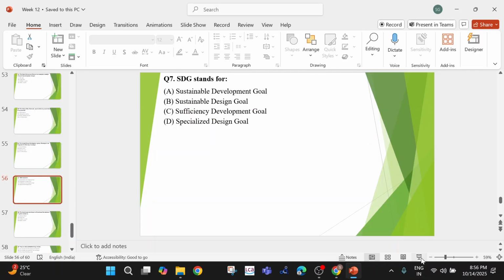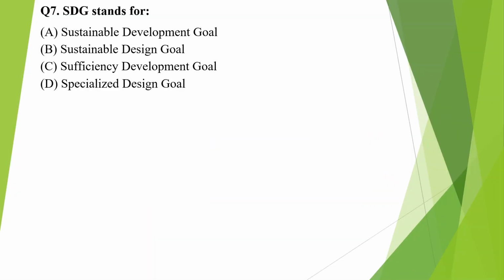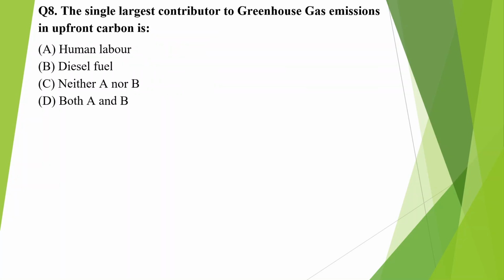I don't think I need much explanation on that. This is very straightforward. SDG stands for Sustainable Development Goal, which is set by the United Nations to achieve sustainable development worldwide. So let us move to the 8th question then.